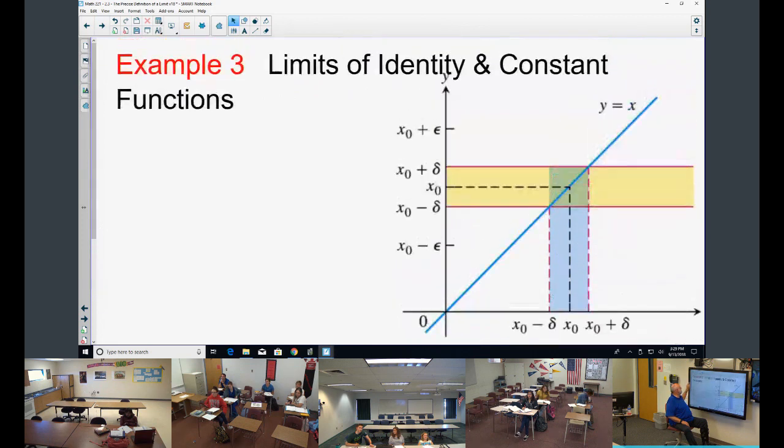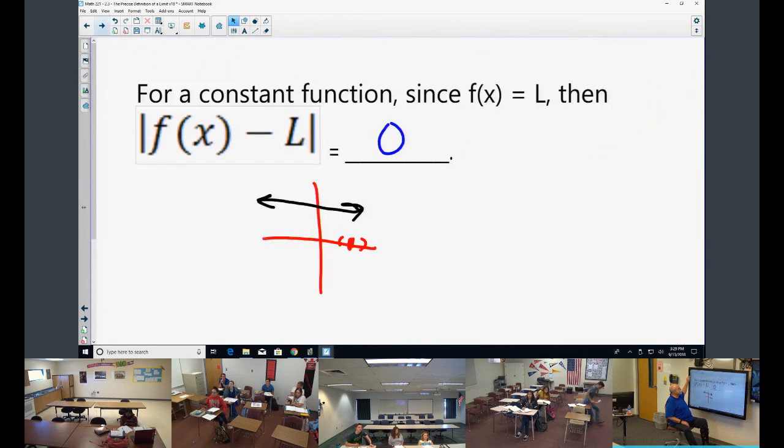Let's see. But for a constant function, if you're off by whatever, it's not going to matter because the y value that you're going to hit is going to be the same no matter what. Okay, so your epsilon here is actually 0.